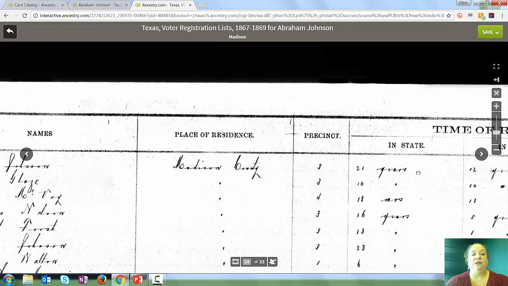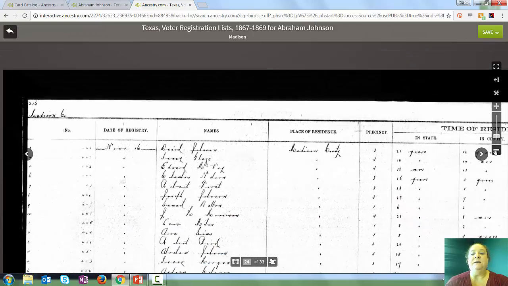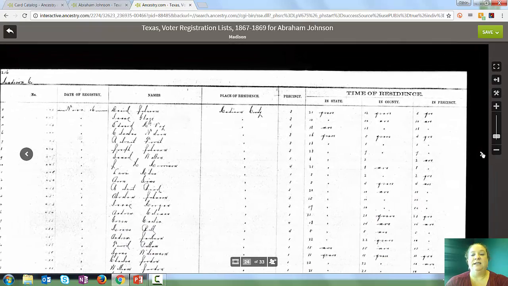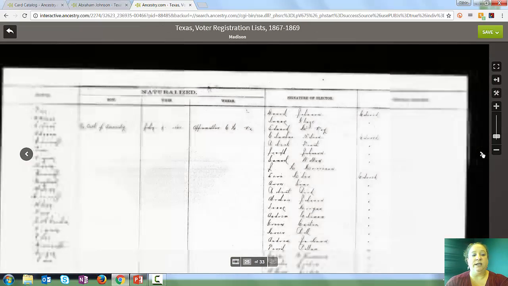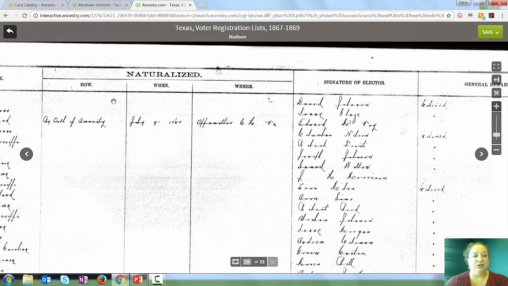The other thing about the Texas voter registrations, and really all genealogical records when you have images, is always check the next image. In this case, this was a full page, 2-page ledger, but they've been microfilmed individually, and then that's how Ancestry digitized them. In this case, the second image is the rest of the story.